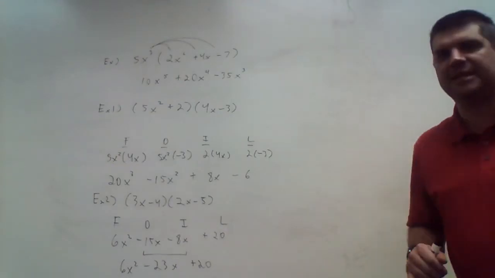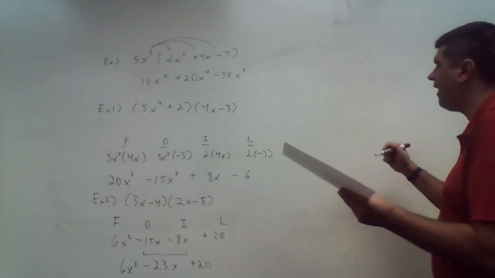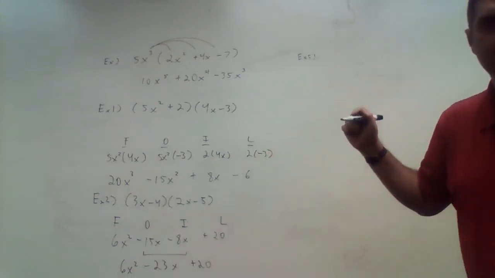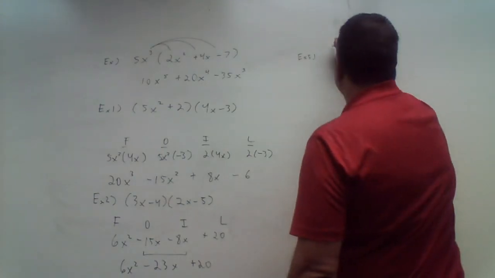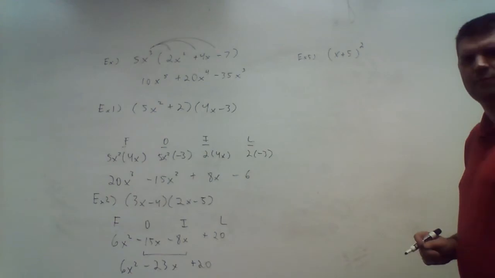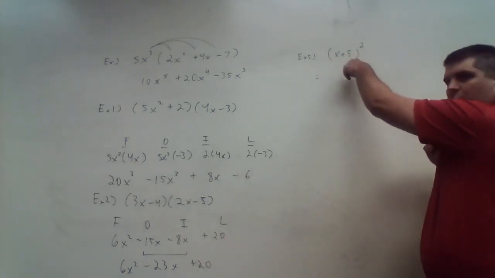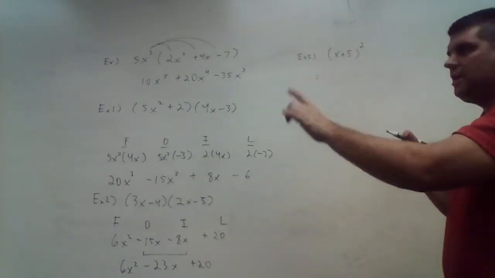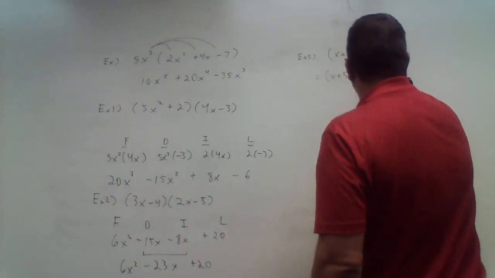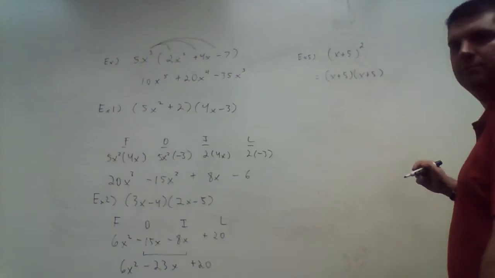I'm going to skip examples 3 and 4 and talk about example 5. Example 5 is x plus 5 squared. That is equivalent, it's not x squared plus 5 squared. It's not that simple. This is equivalent to x plus 5 times x plus 5, and that has to be multiplied out.